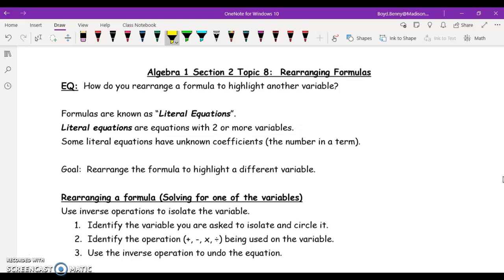So another name for formulas is also literal equations, and literal equations are equations with two or more variables. Okay? Some literal equations have unknown coefficients. There's no number in the term. Here's our goal, to rearrange a formula to highlight a different variable.